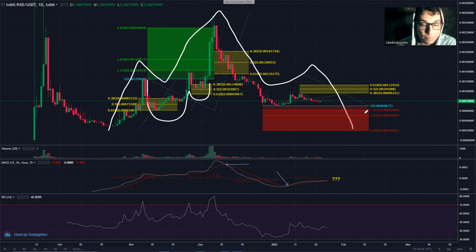Now, the relative strength index, you're going to be looking for any divergences. We don't have any divergences currently at the moment. The RSI is at 42.83. All right. You want to see it above 50. Okay. Above 50 means that this token has some relative strength. That's what the RSI is measuring, the relative strength of a token at its given price.